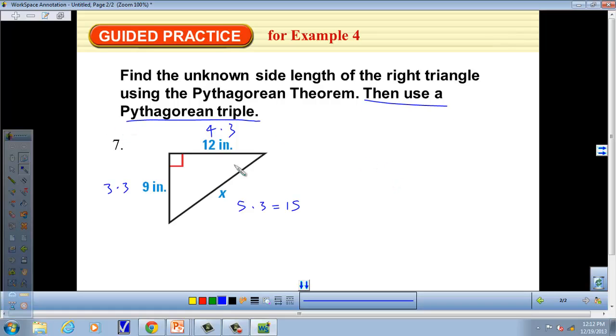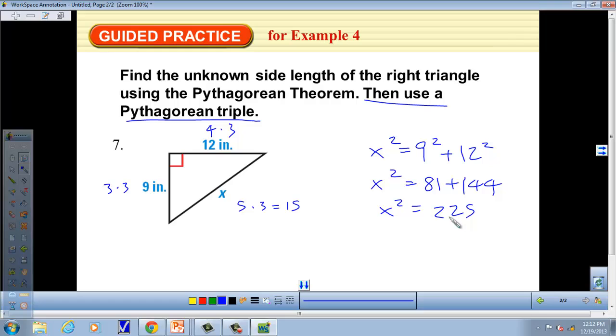If you're not using a Pythagorean triple, the hypotenuse here is x, so we'd get x squared is equal to 9 squared plus 12 squared. So x squared is equal to 81 plus 144, and x squared is equal to 225. If we take the square root of both sides, we get x is equal to 15. So that's the other way to do this problem.